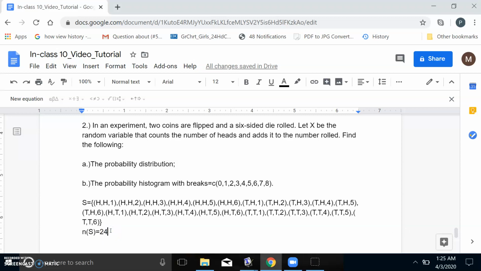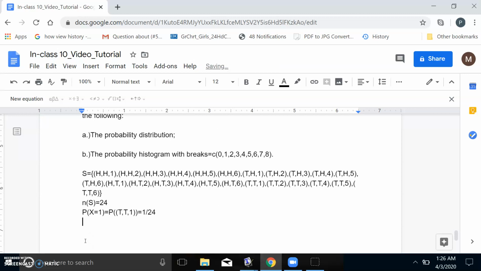Our random variable counts the number of heads and adds it to the number rolled. So tails will count as 0 and heads will count as 1. The smallest we could get is tails, tails, 1, because that'd be no heads and a 1, so that would be assigned a value of 1. So let's look at the probability that the random variable equals 1. The only way I can do that is to get tails, tails, 1. We just mentioned there's 24, so it's a 1 out of 24 chance. Okay, moving on to the next one.